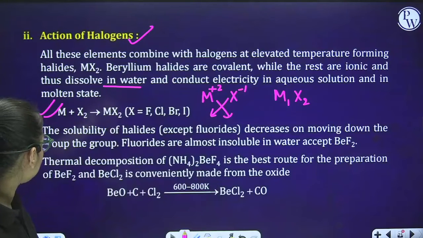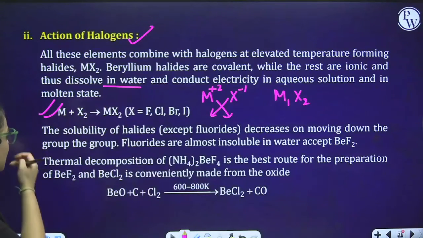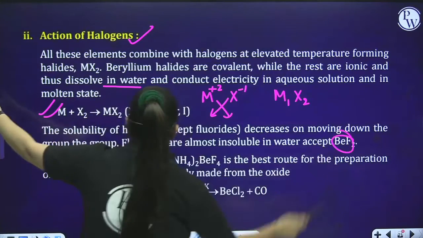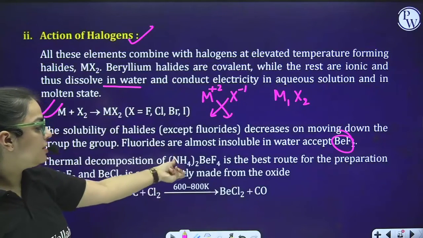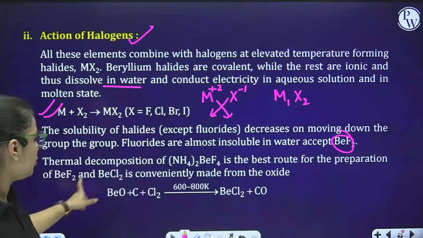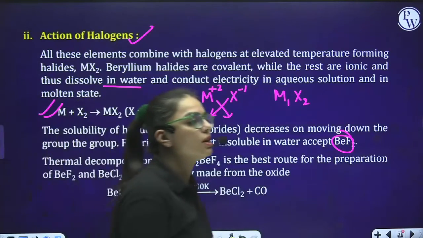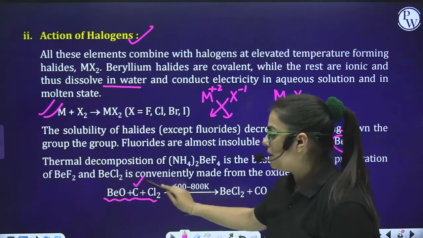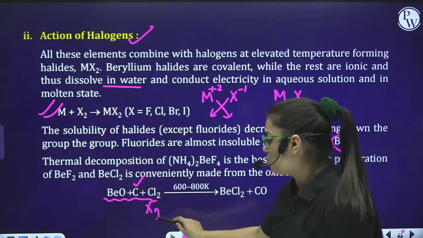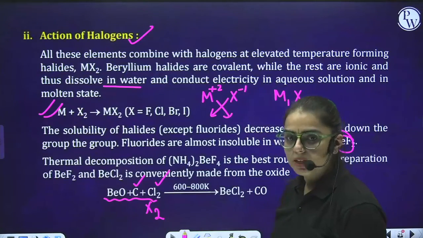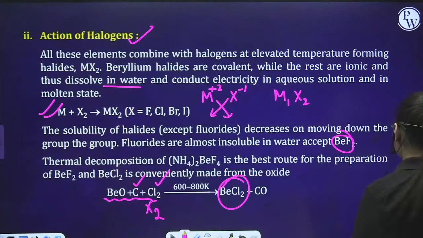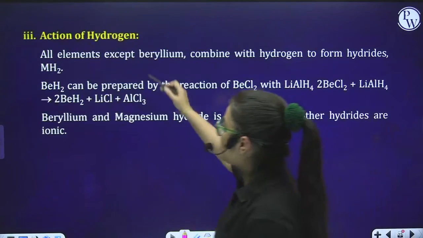Now see, students, the solubility of halides, except fluorides, decreases on moving down the group. Fluorides are almost insoluble in water except BeF2. Okay, the next part: thermal decomposition is the best route for the preparation of BeF2 and BeCl2. I told you, beryllium halogen compounds are difficult to prepare. So in order to prepare them, you have to react the oxide of beryllium with carbon and the halogen that you want to create. So I'm taking Cl2, it occurs in the presence of 600 to 800 Kelvin and I obtain BeCl2 and carbon monoxide is released.